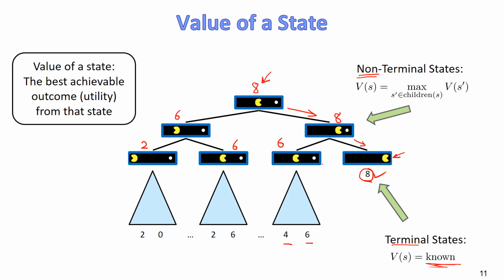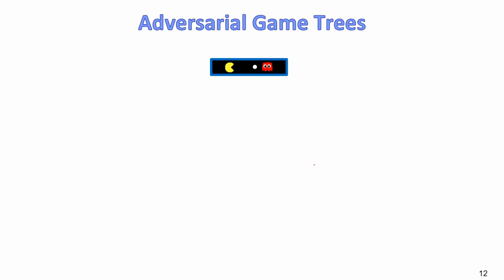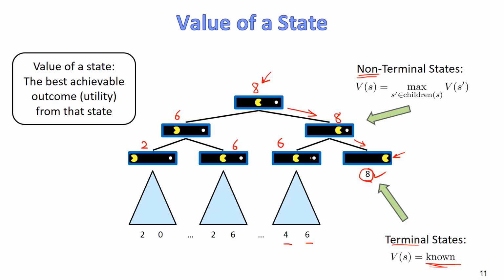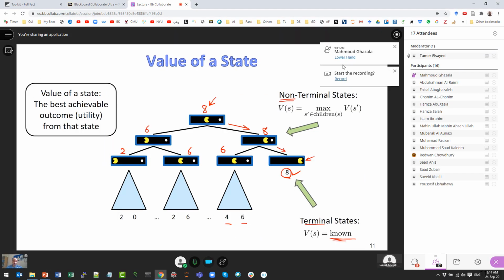We are controlling everything here, but things will change if we have adversarial games. If the game that we are playing is adversarial, we have two opponents that are playing against each other. Before we start that, let me ask you if you have any questions on this. Yes, Mahmoud.